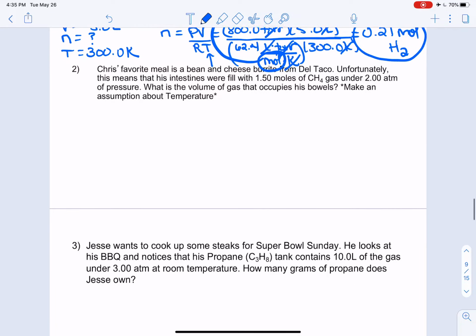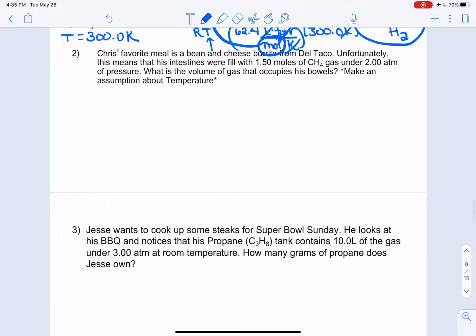All right, so Chris's favorite meal is a bean and cheese burrito from Del Taco with extra red sauce and extra cheese, with a side order of macho fries, well done and extra salty. Yum, yum, delicioso. Unfortunately, this means that his intestines will fill with 1.5 moles of methane gas, which is flammable, under 2 atm of pressure. What is the volume of gas that occupies his bowels? Make an assumption about temperature.